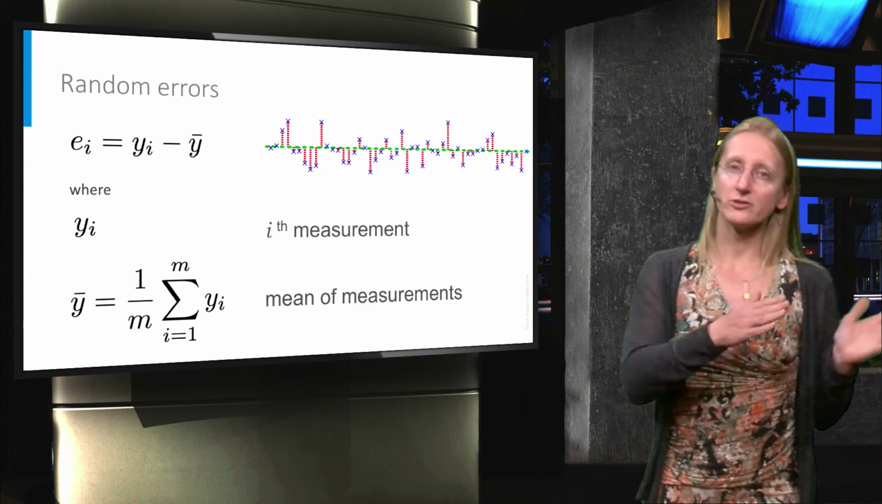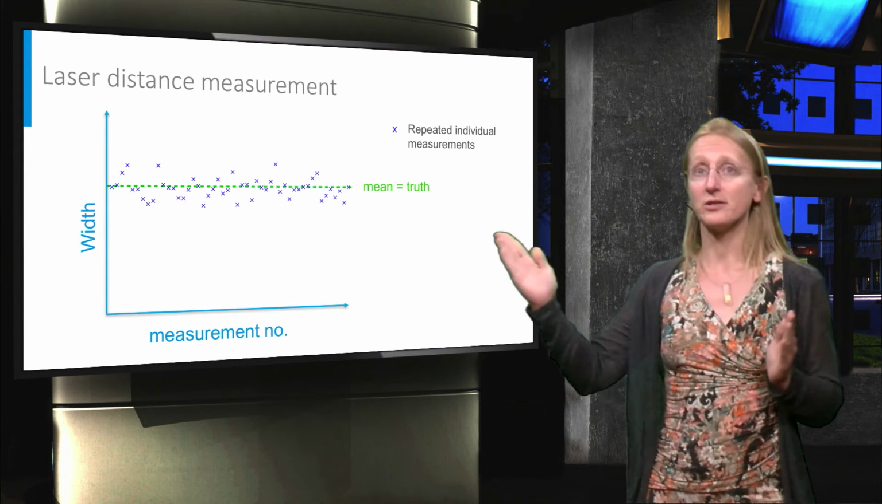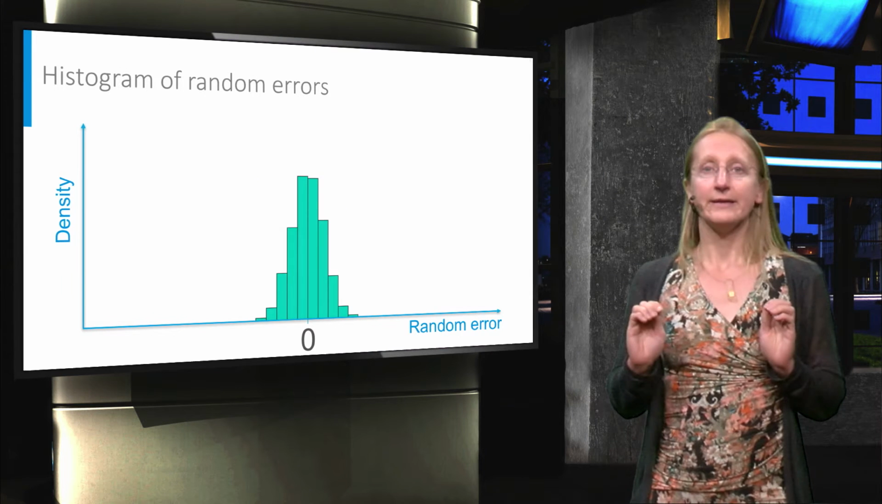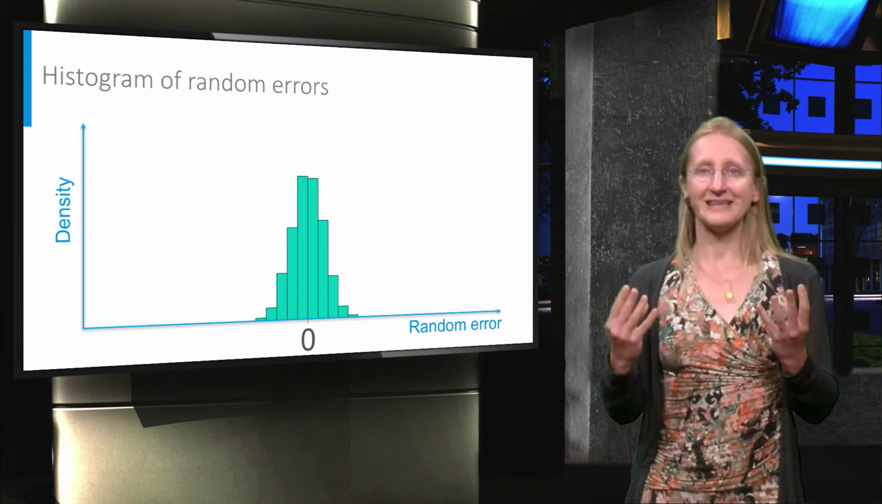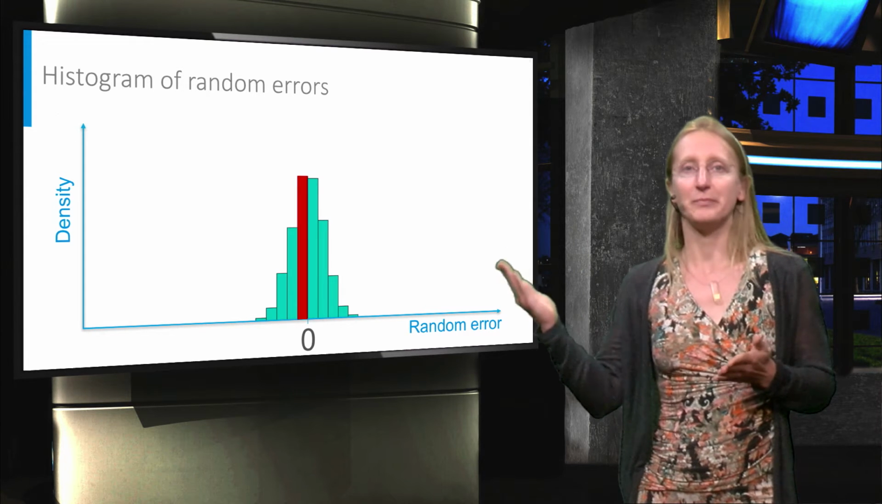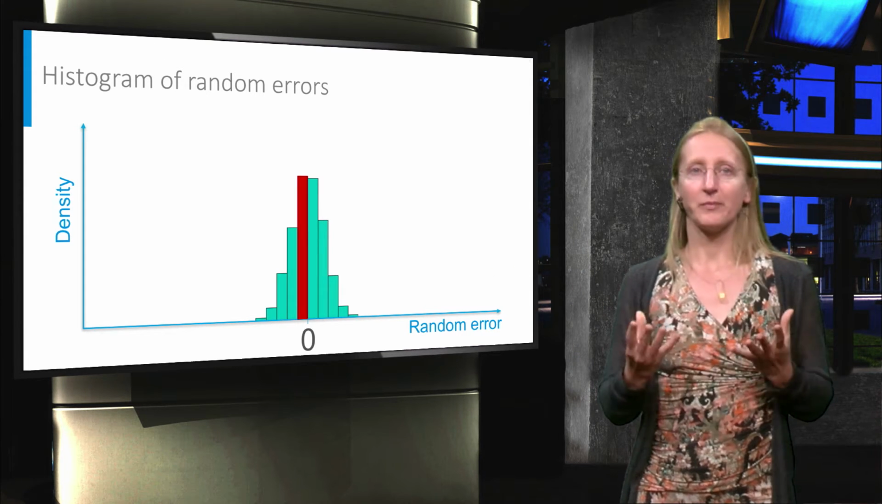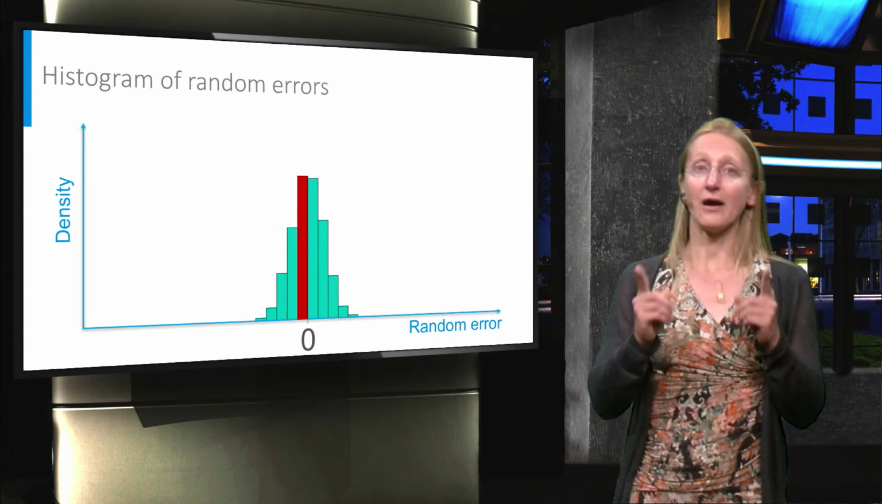Now let's go back to the observations we had and make a histogram of the random errors. Here, the height of each bar shows probability density, which means that the area of this bin represents the probability that the random error falls in the interval from i to j.